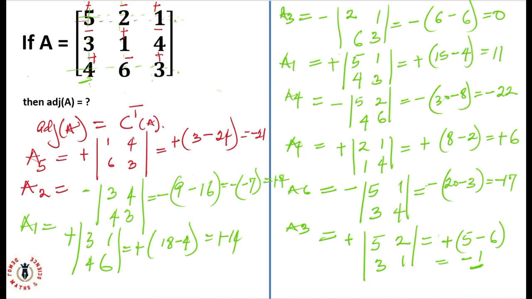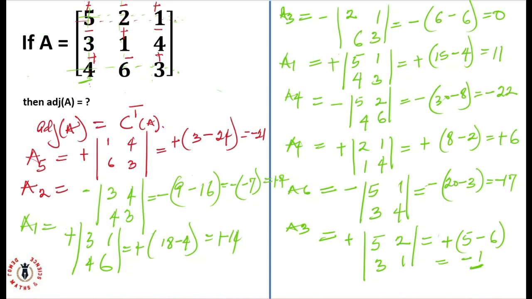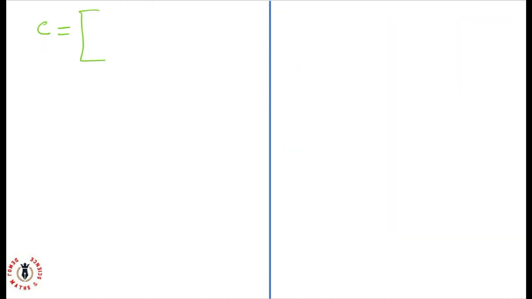Let's arrange our elements into a matrix. My matrix of the cofactors, let's describe it as C, will now look like this. The first elements are minus 21, plus 7 and plus 14.